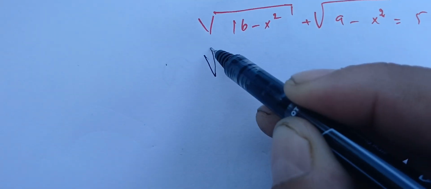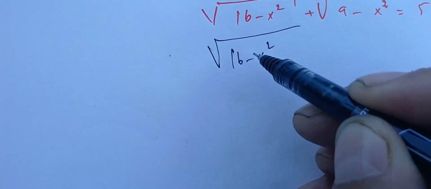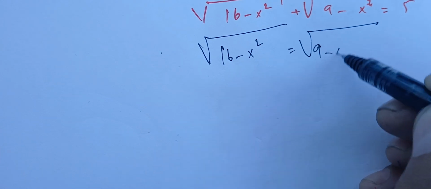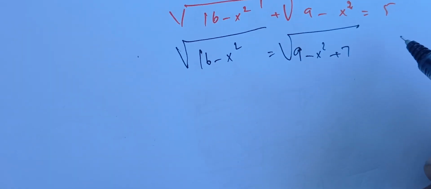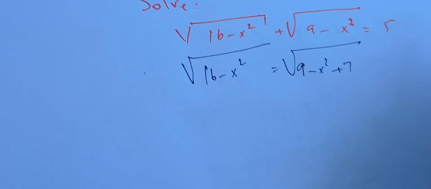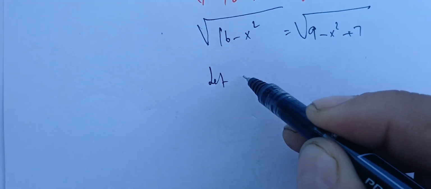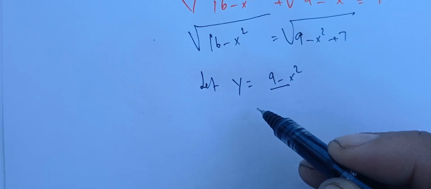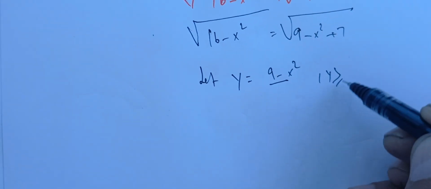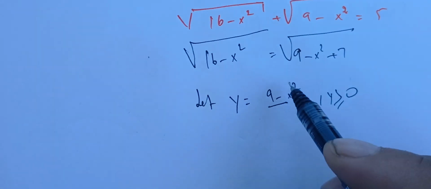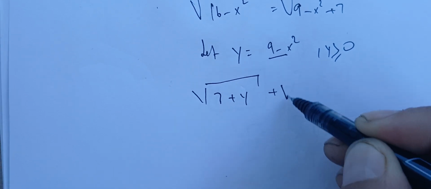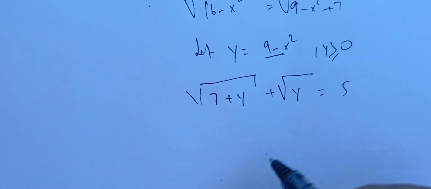Here we can write the square root of 16 minus x squared as the square root of 9 minus x squared plus 7, in this first part. So if I let y be 9 minus x squared, and here I have to have y bigger than 0 because this is inside the square root, then I can transform my equation into the square root of 7 plus y plus the square root of y is 5.